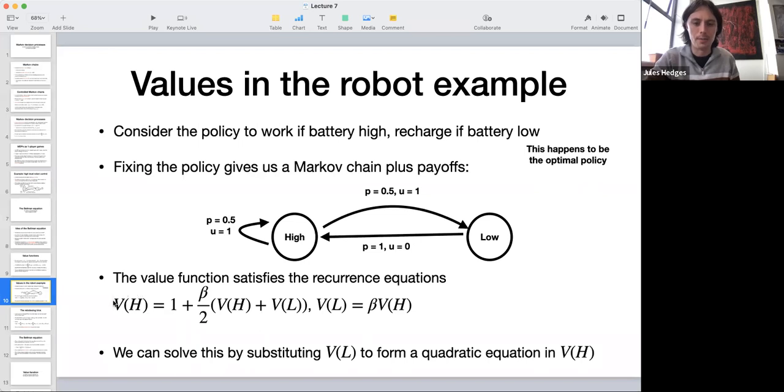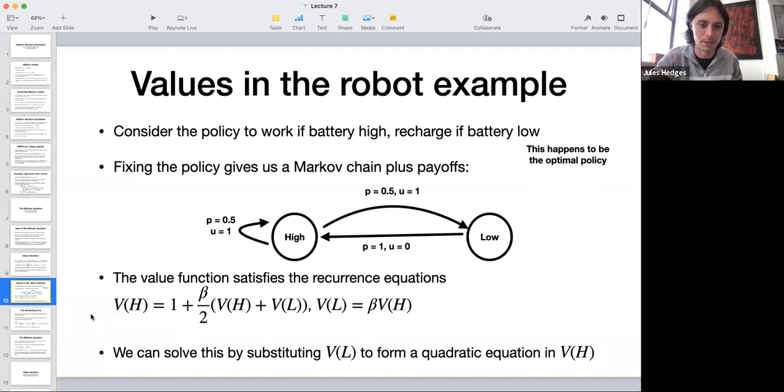And then the value of being in the high state is, well, so we know that whatever we do, we're going to get a probability of 1, and then we're also going to either land in the high state or we're going to land in the low state. So we get, and we're taking an expectation, so we get half of the value of the high state plus half of the value of the low state, but each with an extra copy of beta. So this is the recurrence equation, which is satisfied by these two things. And we can solve this just by pure algebra.